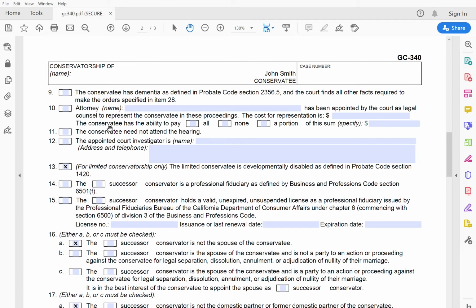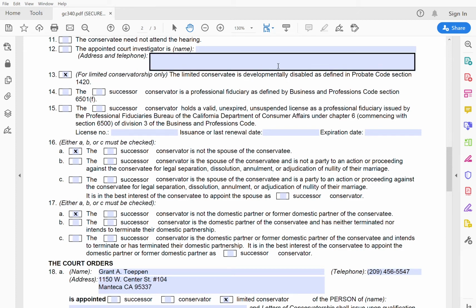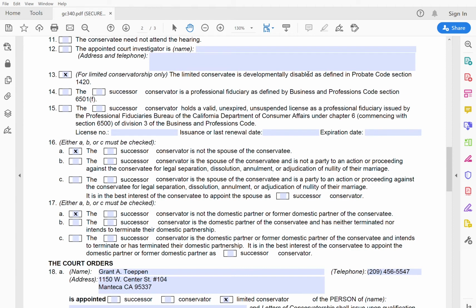If I imagine the conservatee is not going to need to attend the hearing, I would check this box. But once again, you typically know ahead of time, and it's easier for the judge to check this box than to white it out. The appointed court investigator, I typically leave blank. They have a whole squad of investigators in San Joaquin County. I don't know who it's going to be. I let the court tell me who it is. For limited conservatorship only, I'm always checking this for a limited conservatorship. The limited conservatee is developmentally disabled, as defined in Probate Code Section 1420. All right, so I would make sure to check that.